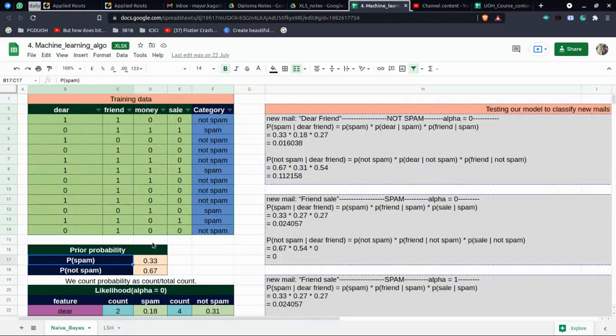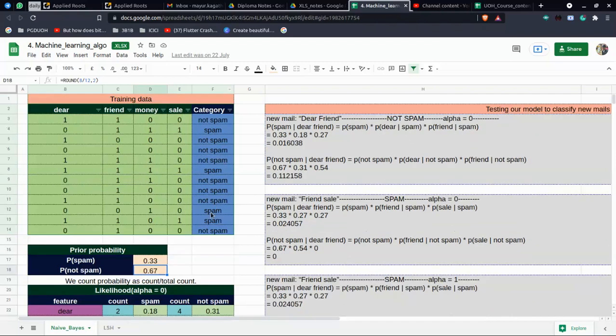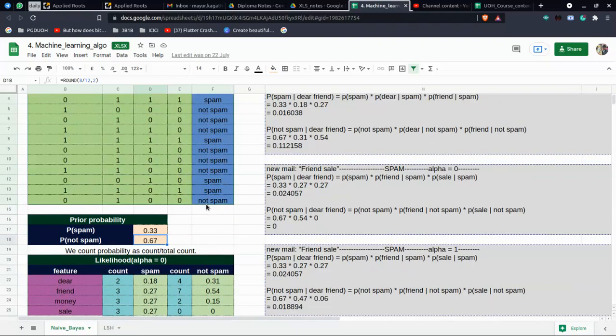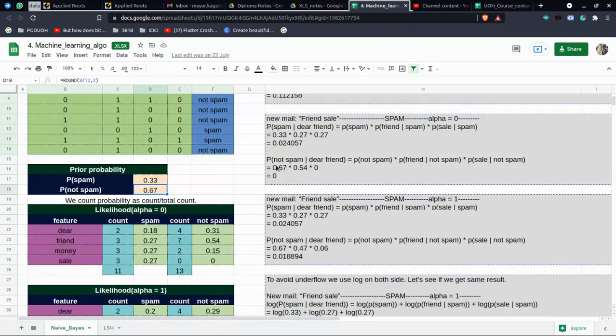So for the prior probability, what is the probability of spam? It is really easy, right? Number of spam, 1 2 3 4, divided by 12, 4 divided by 12, and for not spam it is 8 divided by 12. So this is the prior probability. The prior probability of not spam is higher, and it makes sense because in training data most of the emails are not spam.